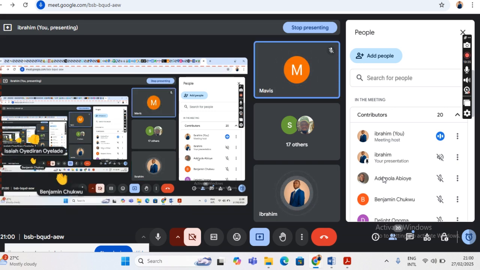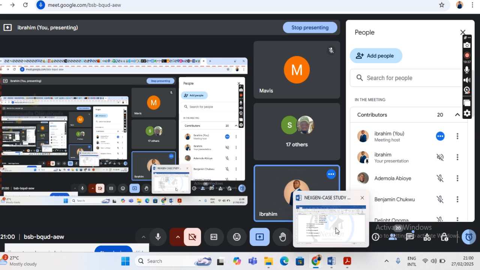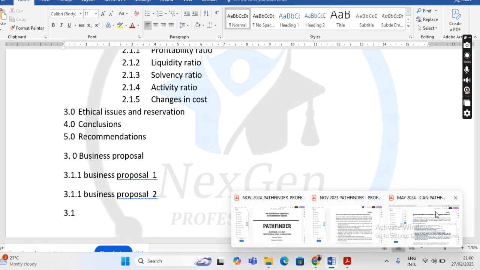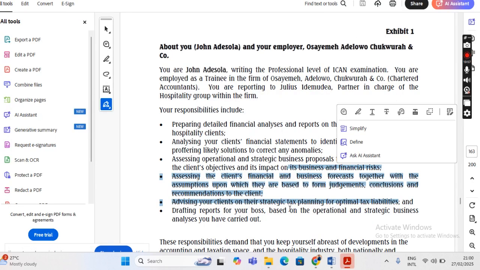Thank you. Now, you can see that after this, the next is you will still have ethical issues and reservations, right? So here you can still have 3.1. Now, don't forget that in this unseen, they talk about advising your clients on their strategic tax planning for optimizing tax liability. All these things will form your focus, your business proposal.